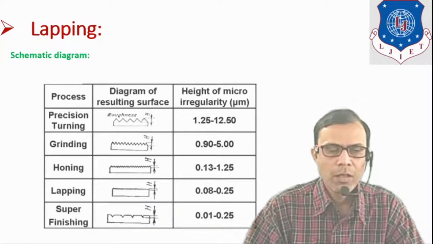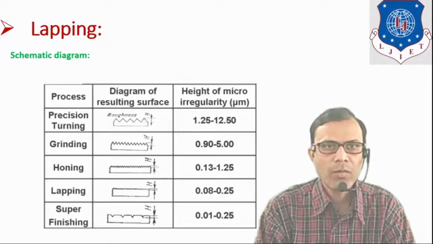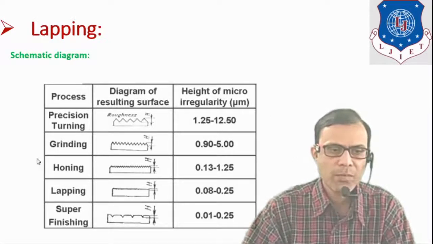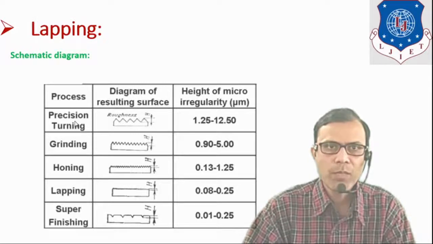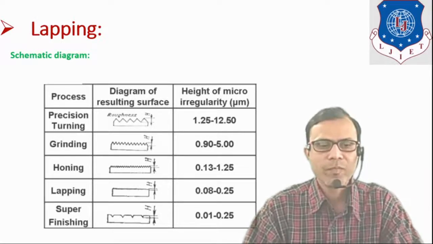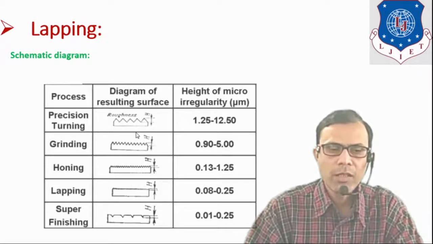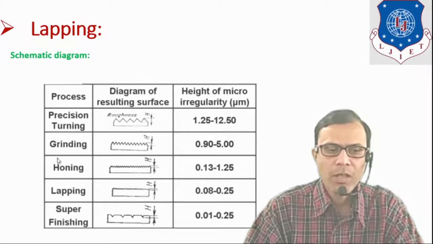Here we can see the comparison of different processes for surface roughness. The first process is precision turning, and in precision turning, the highest peak value for surface roughness is up to 12.5 micrometer. All these diagrams are shown here. They show the surface roughness of the workpiece.